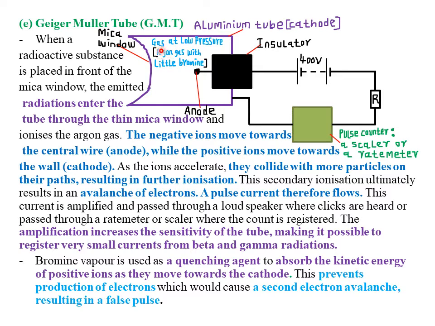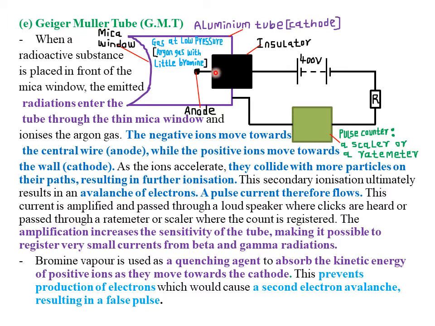Then it also has a gas at low pressure, which is usually a combination of argon gas with a little bromine. But the question is, why do we need argon gas at very low pressure? The reason is that it is easier to ionize argon gas when it is at low pressure as opposed to when it is at high pressure. Then the purpose of the little bromine is simply to act as a quenching agent.